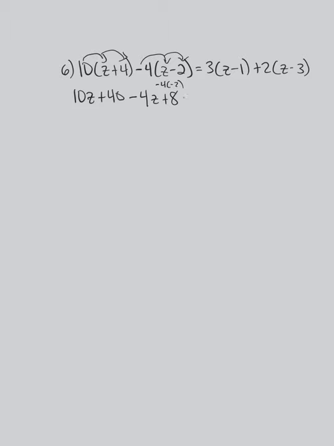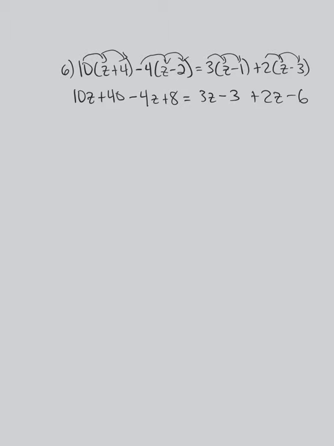All right. And then equals, and now I distribute this 3. And so I have 3z minus 3, like that. And then I need to distribute this 2. And so I have plus 2z minus 6. 2 times 3 is 6. All right, so hopefully I'm not too cluttered up in there where you can see what's going on.